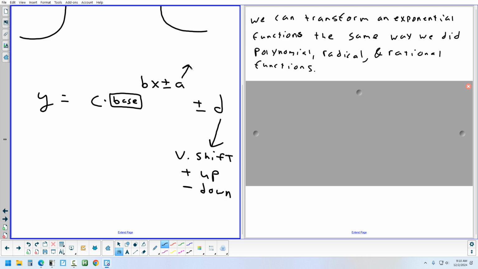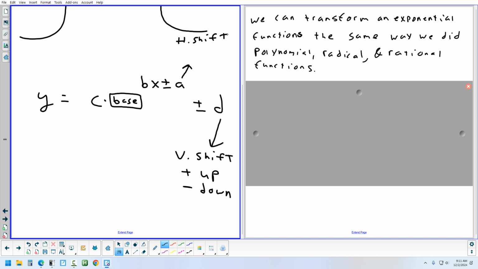A is adding and subtracting, like D. But now it's inside the exponent rather than outside the exponent. So it's going to have something in common with D, but then it's going to have something that's different. Anyone have a guess what the A is going to do? Yep. Horizontal. Any adding or subtracting is always a shift. When you're inside, that's horizontal. Outside is vertical. So that is a horizontal shift, and this one is backwards.